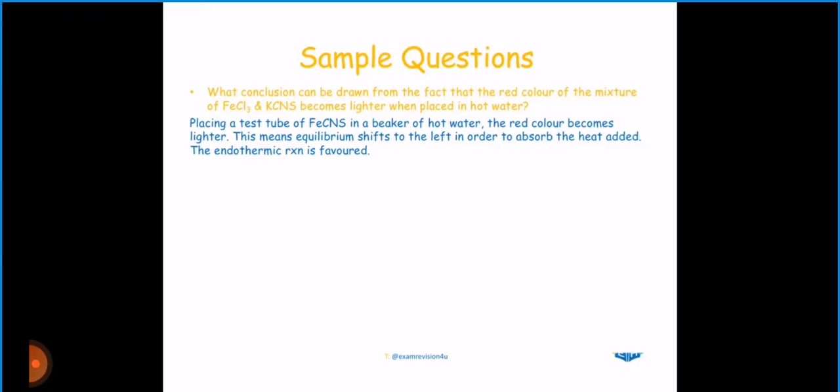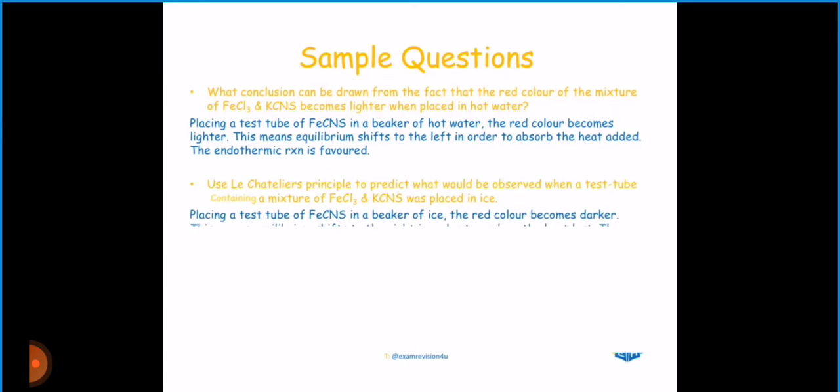So as I've said here, the red colour becomes lighter. This means equilibrium is shifted to the left in order to absorb the heat added, so the endothermic reaction is favoured. The next question then, it says, use Le Chatelier's principle to predict what will be observed when a test tube containing a mixture of iron 3 chloride and potassium thiocyanate is placed in ice.